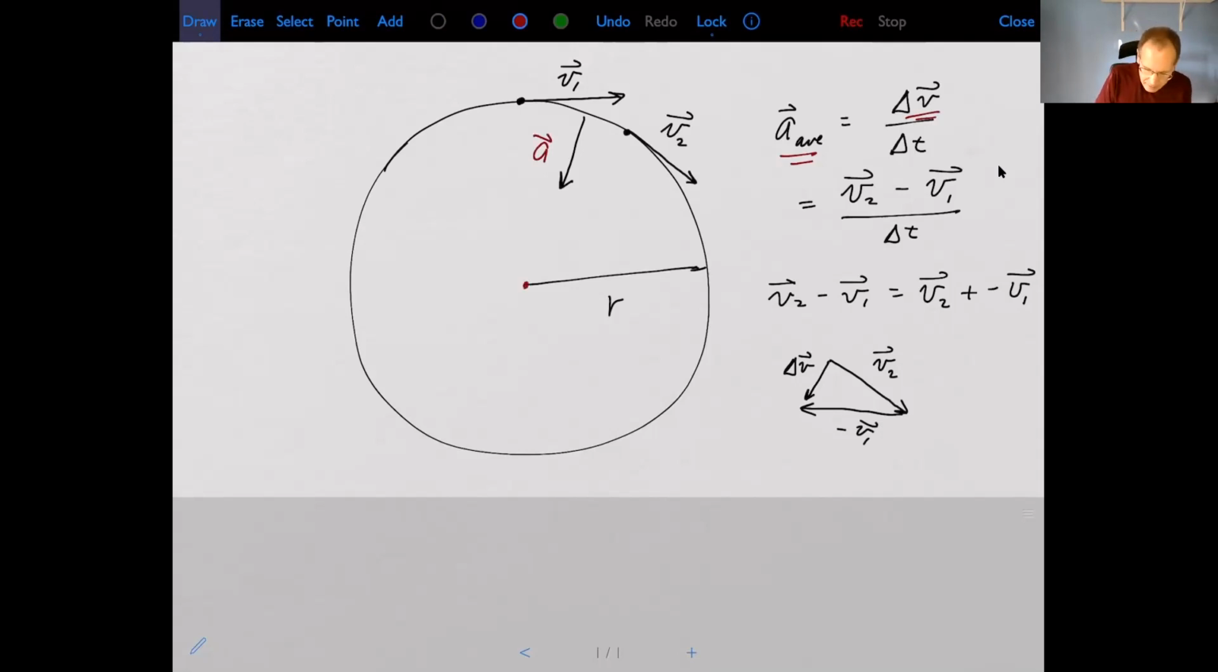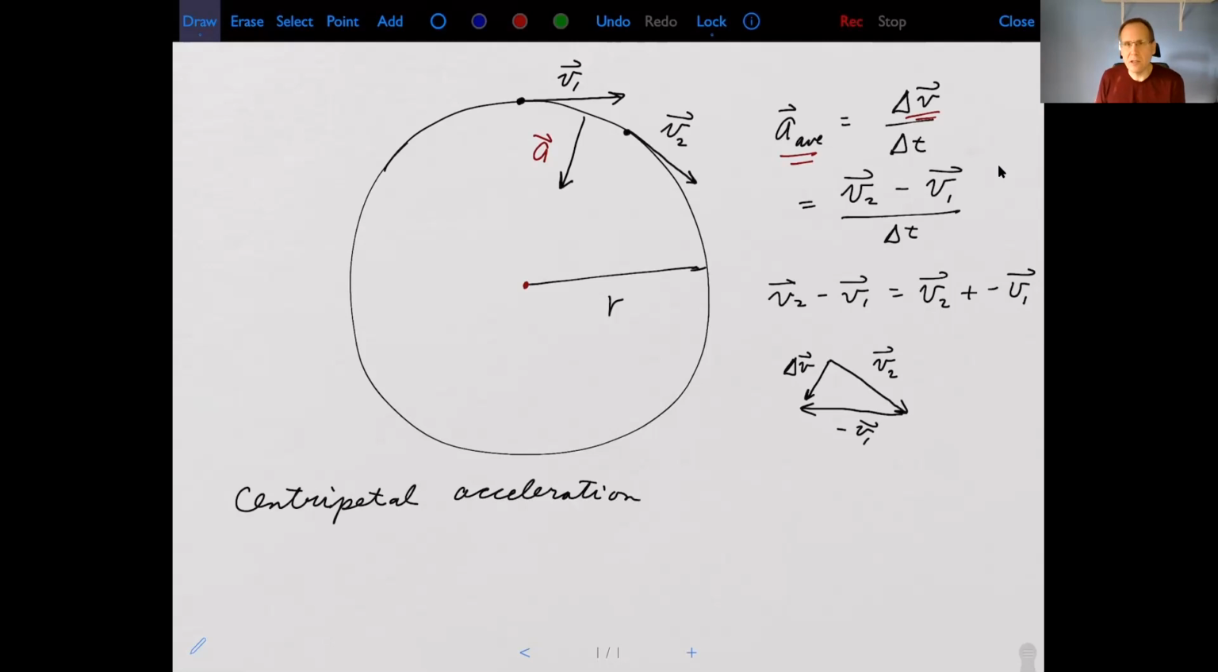Okay, and that acceleration has a name. It's called the centripetal acceleration. So whenever a vector is changing direction, and the path of the object is circular, then there's going to be this centripetal acceleration towards the center of the circle.